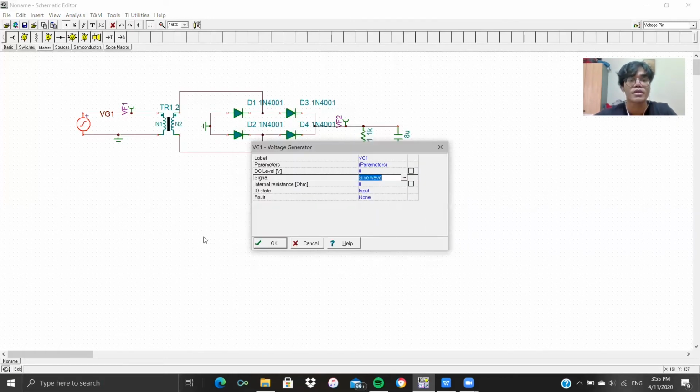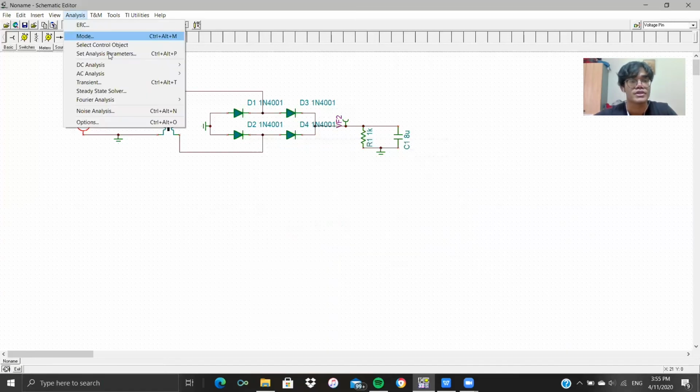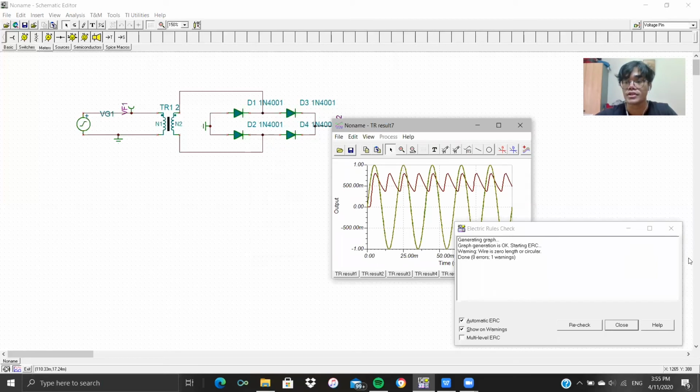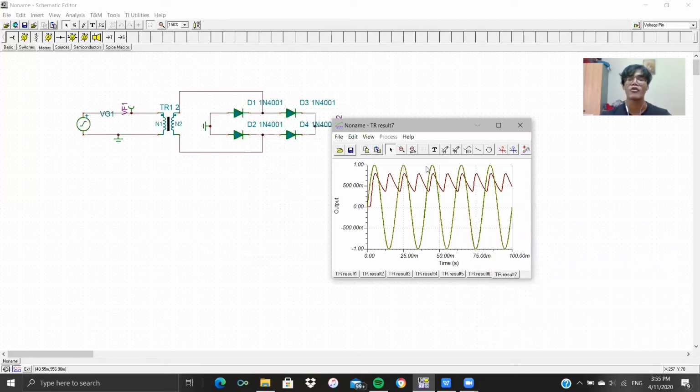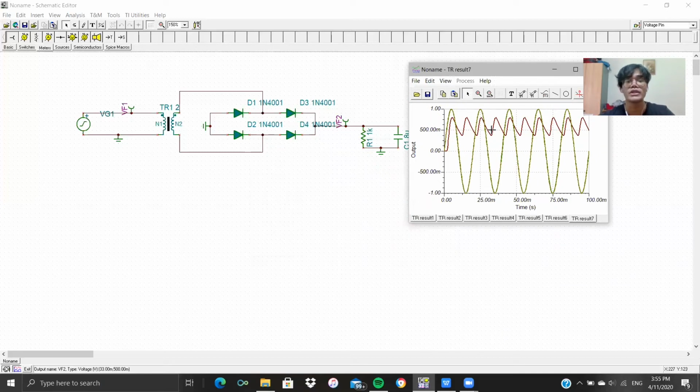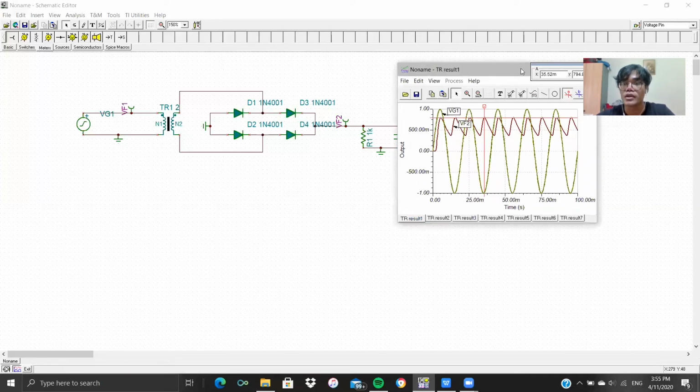All right. Okay, and then we're going to run a transition analysis. 100 meter for the display. All right, so this is my transition analysis for reading the AC wave of the full wave bridge rectifier circuit. So after marking this, I should get my value. The peak value is 794.87 meter. Right. By changing the value of the capacitor from 8 to 80, so I should get this one.